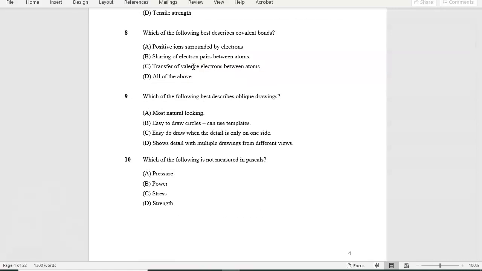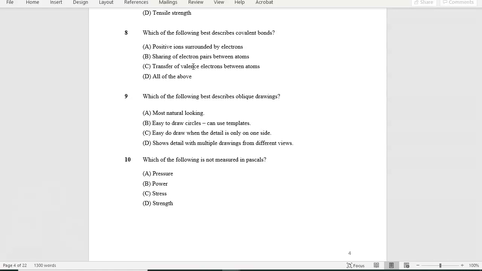Okay, which of the following best describes covalent bonds? So, every year I get kids who choose all of the above. It's like they haven't watched the videos from the previous years where I say that the all of the above is a trick. I don't know why it's a trick, but I think people tend to think that when they say all of the above that it's almost always all of the above. The answer in this particular case, covalent bonds share electrons.